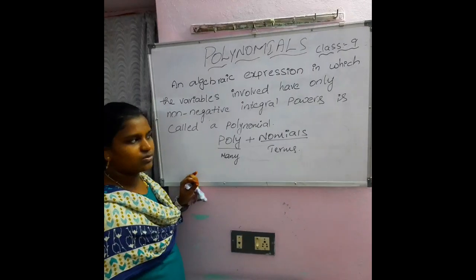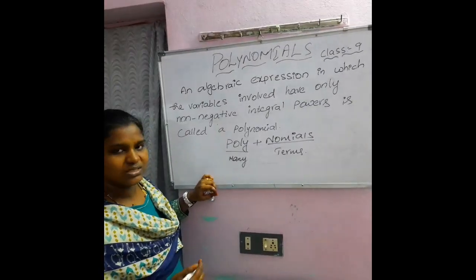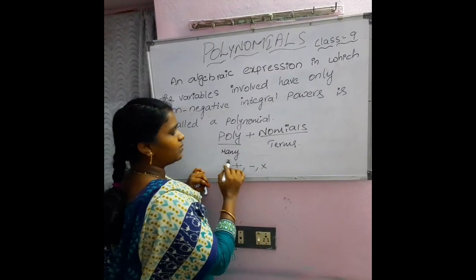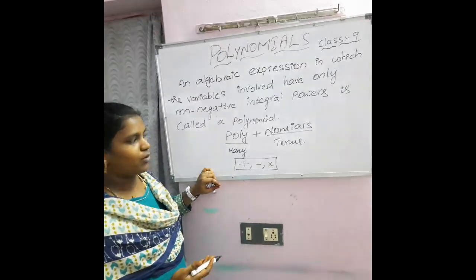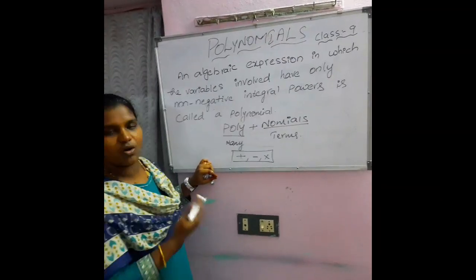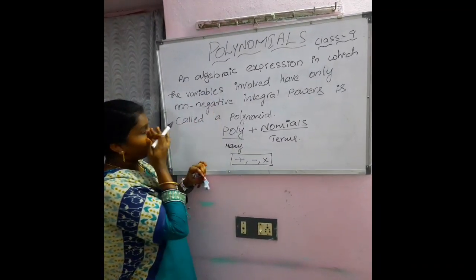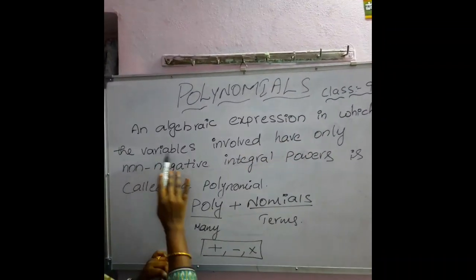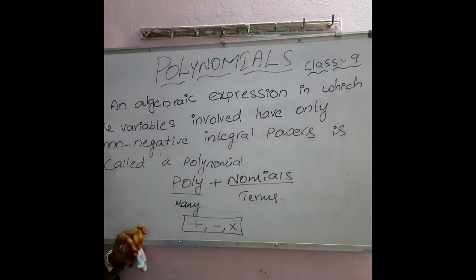That means we can form different types of terms by using some binary operations: plus, minus, into. By using these three binary operations, we form different types of terms, which are called polynomials. So let us see what the definition of a polynomial is. An algebraic expression in which the variables involved have only non-negative integral powers is called a polynomial.